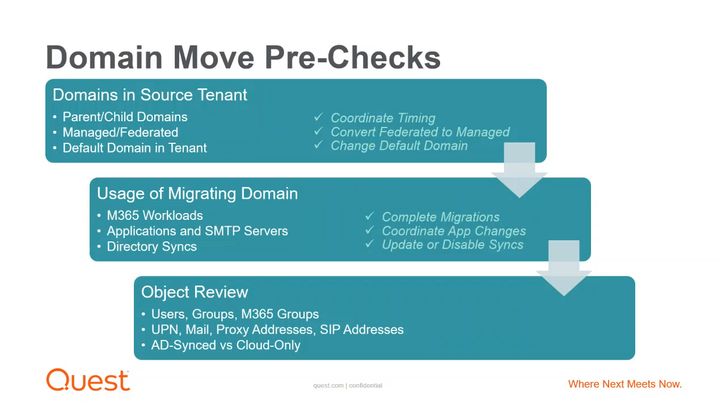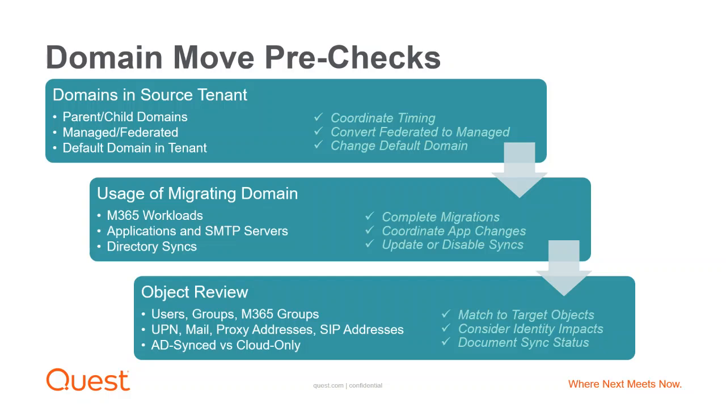As you review all of the source objects that have the domain in their attributes, check the UPN as well as mail-related attributes and document whether the objects are synced from Active Directory or are cloud only. For all source objects that have a related object in the target environment, make sure to generate a mapping file that you can use to copy the source attributes to the target objects.